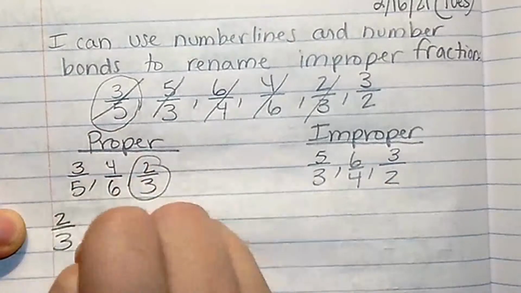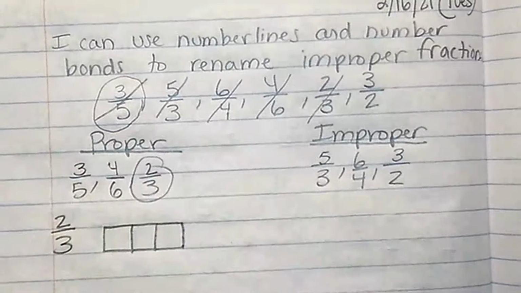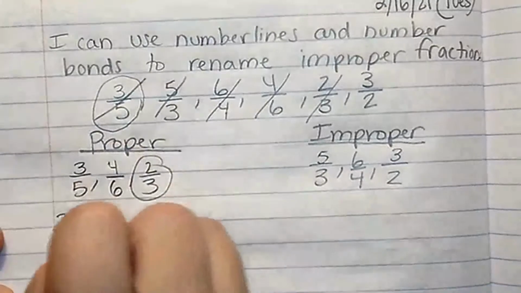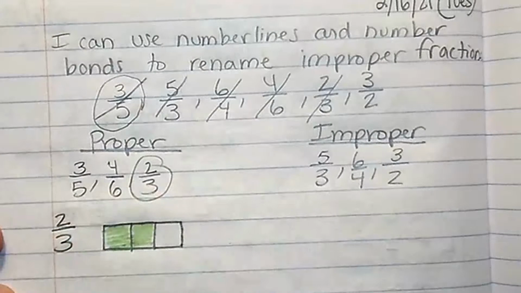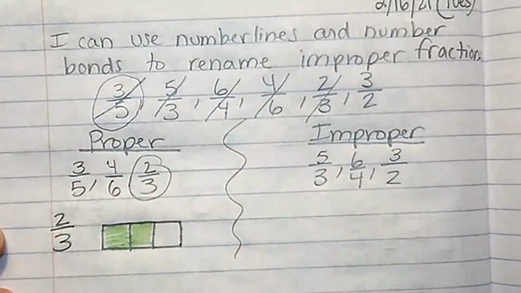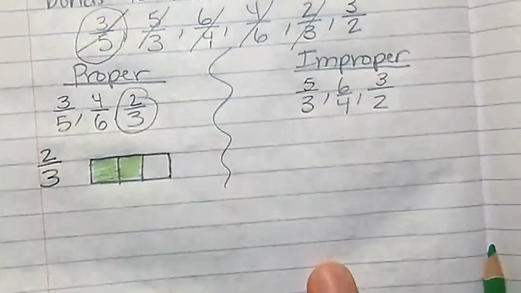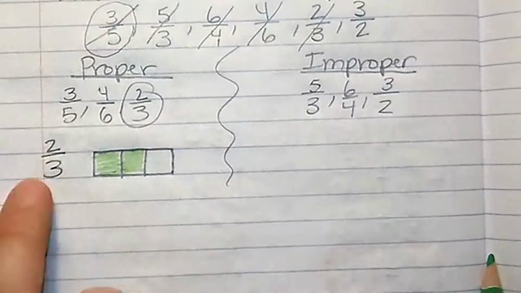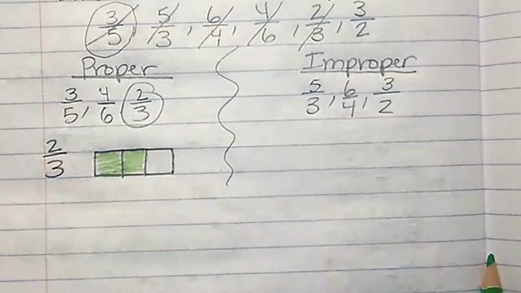If I were to draw a picture to show 2/3 and I wanted to color it in, I would color in 2 out of 3 pink boxes. That shows me 2/3. And if I gave you the choice, would you rather have 2/3 of a chocolate bar or would you rather have the whole chocolate bar? Well, 2/3 is smaller, so I would rather have the whole thing.